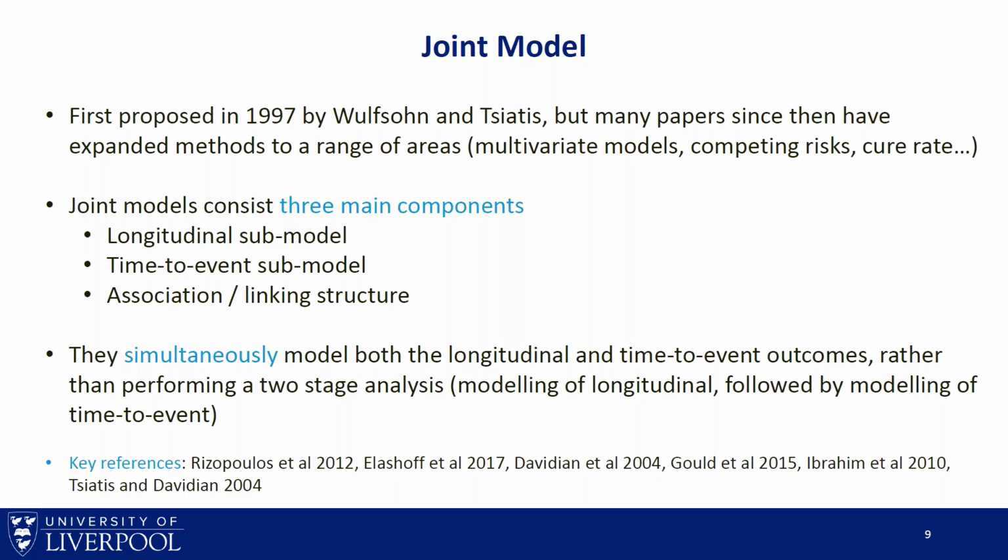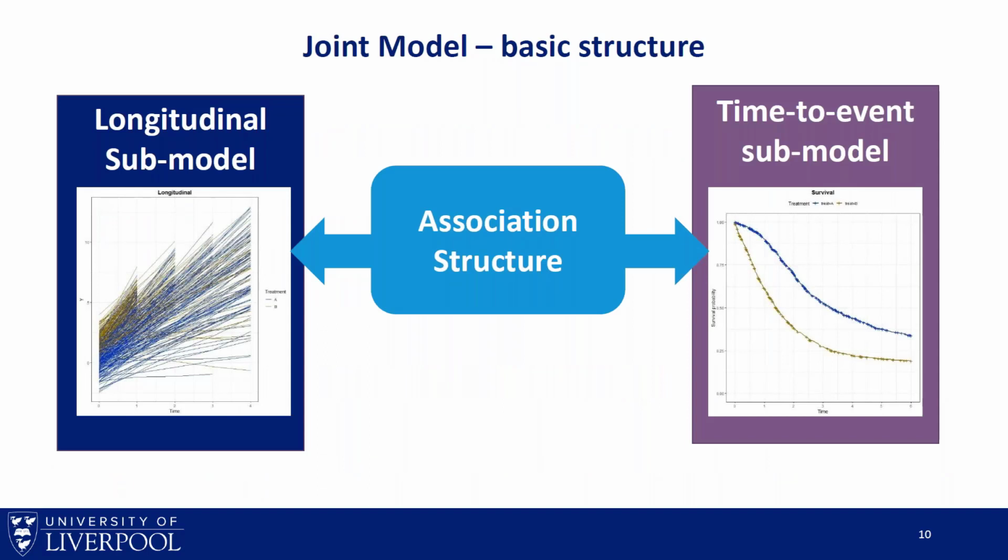Joint models simultaneously model the longitudinal and time to event outcome. This is different to previous methods that used a two-stage approach that first models the longitudinal outcome and then takes estimates from that longitudinal model and inserts them into a time to event model. By modelling simultaneously, again, you reduce the risk of biased results, so a joint model is preferred over a two-stage approach. The best way to think about a joint model is using this kind of picture.